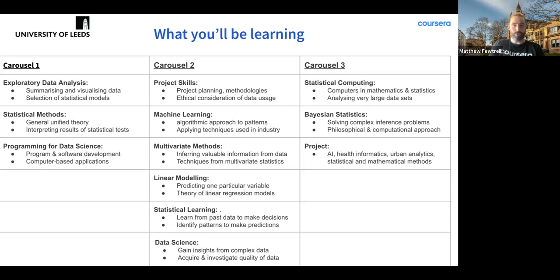After this, you move on to project skills, where you'll be planning, reviewing methodologies, and presenting outputs with ethical considerations. In machine learning, you'll look at a rapidly developing research area which takes an algorithmic approach to identifying patterns and statistical regularities in data without or with limited human intervention, often with the aim of supporting decision-making.